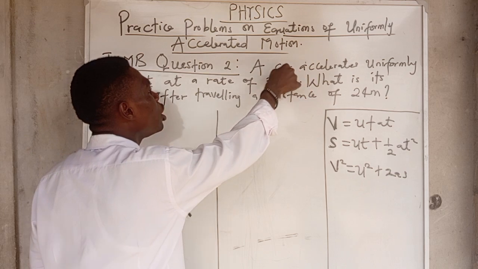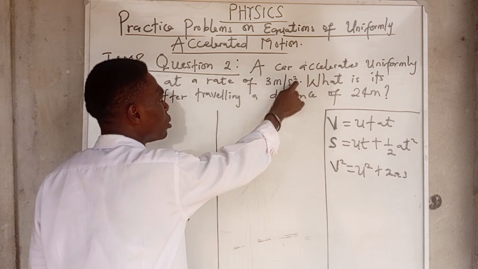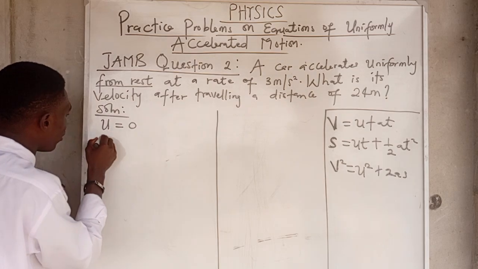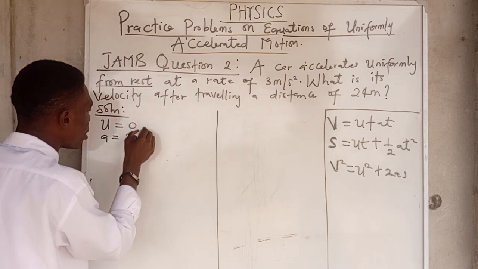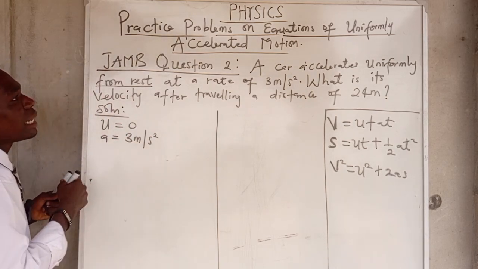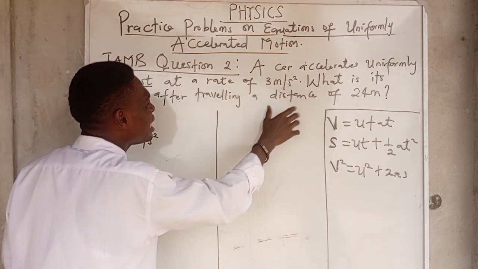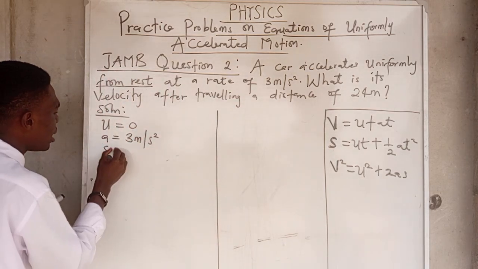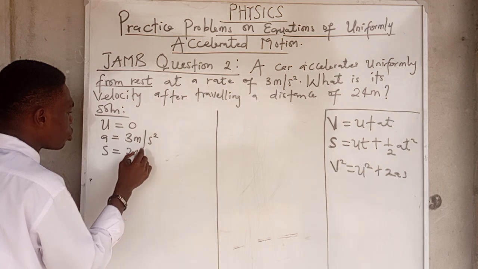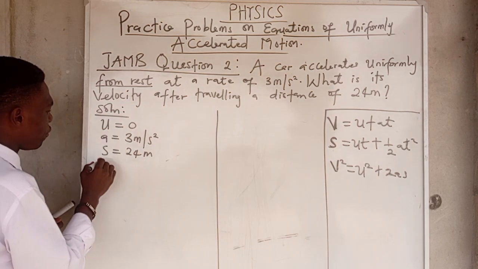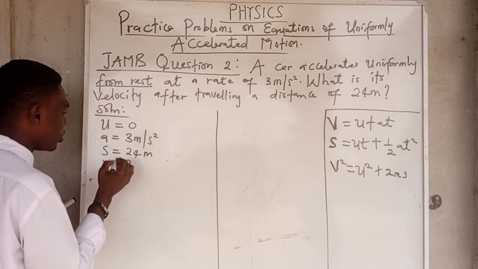Then at a rate of 3 meters per second squared. Even from the unit, I know that this is acceleration, but they say a car accelerates, so this is my acceleration a. So they give me a to be equal to what? 3 meters per second squared. And then we are asked to calculate the velocity after traveling a distance of 24 meters. So s is given to us, and that's distance, 24 meters. But then we are asked to calculate what? Final velocity v, and that's what we don't know.